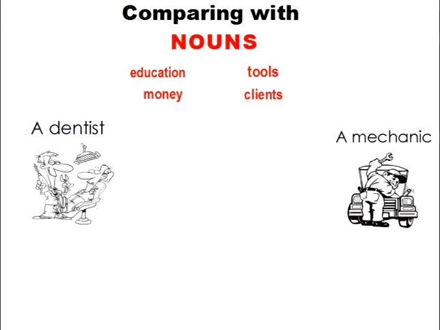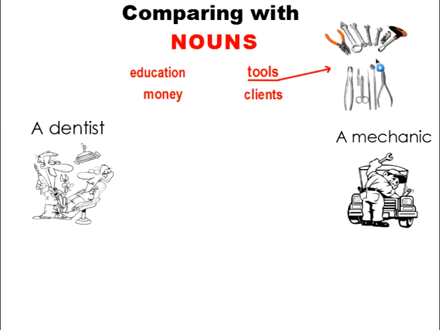Okay, so we're going to look at another type of comparing with nouns. Remember, nouns are like things that are ideas, objects, things, okay? So for example, education. Education is an idea, that's a noun. Money is an object, that's a noun. Tools. Tools are these things. So this is a mechanic's tools. These are dentist tools. They're objects, so those are nouns. And clients. Clients are the people that go to a business. And again, those are nouns.